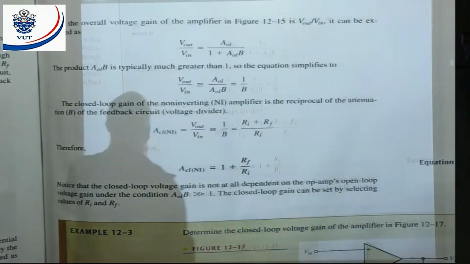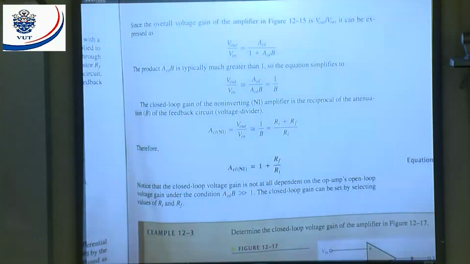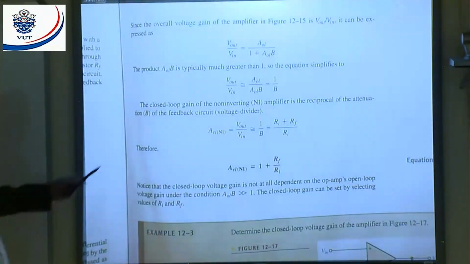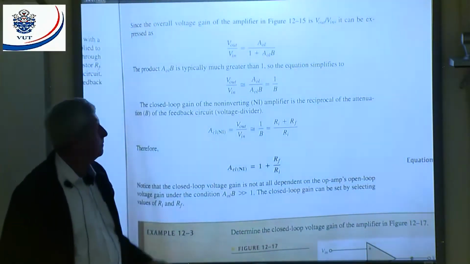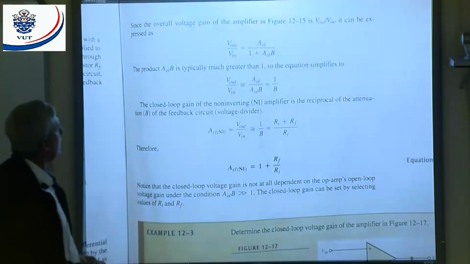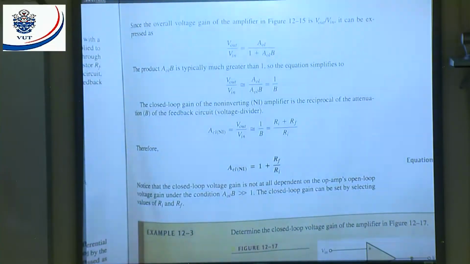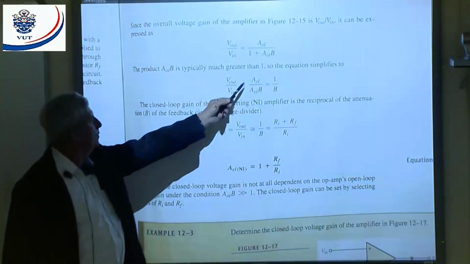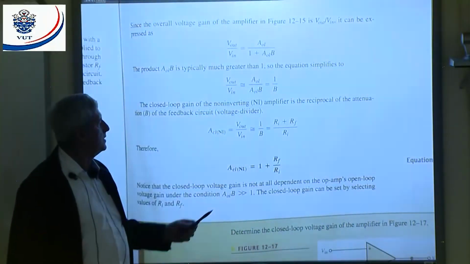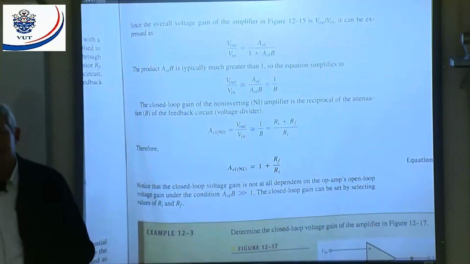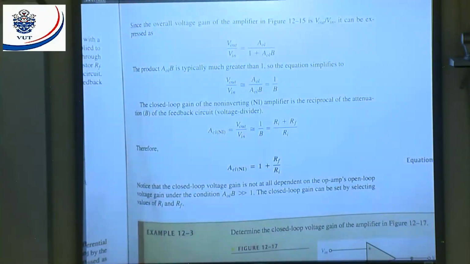They say since the overall voltage gain of the amplifier in figure 12.15 is V out over V in, it can be expressed as V out over V in, that is my voltage gain. It's equal to open loop gain divided by 1 plus the open loop gain times my attenuation. Now they state the product of the open loop gain times my attenuation is typically much greater than 1. So the equation simplifies to V out over V in equals open loop gain over open loop gain times my attenuation, and that is equal to 1 upon my attenuation. And we know the attenuation is Rin over Rin plus Rf.